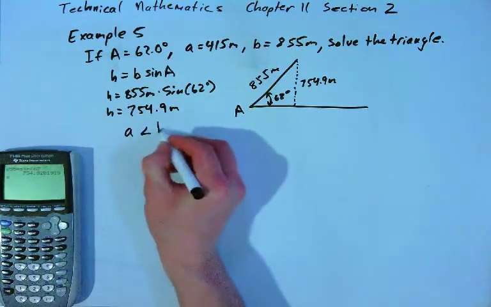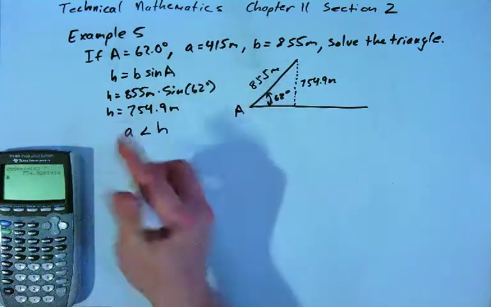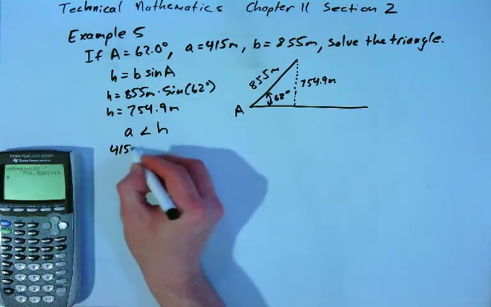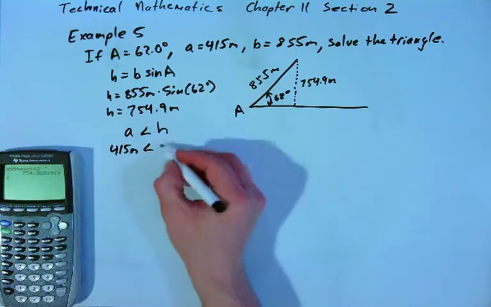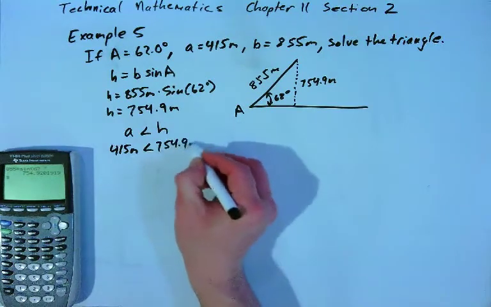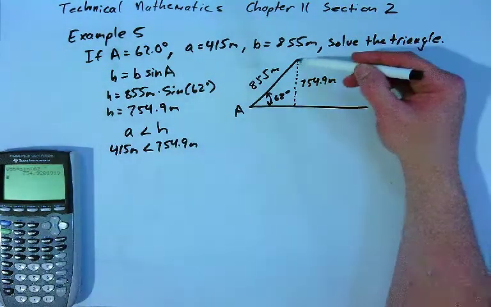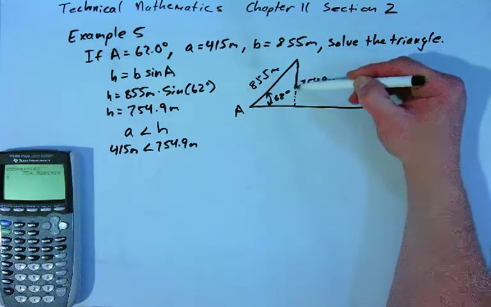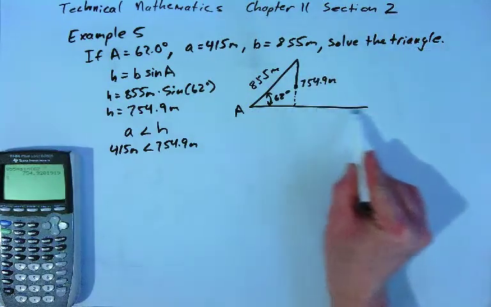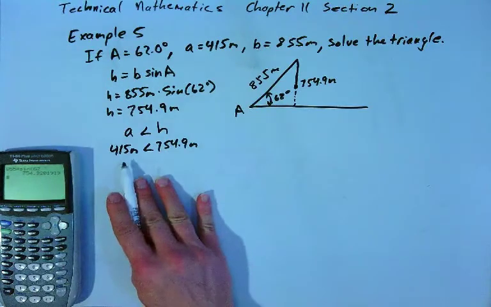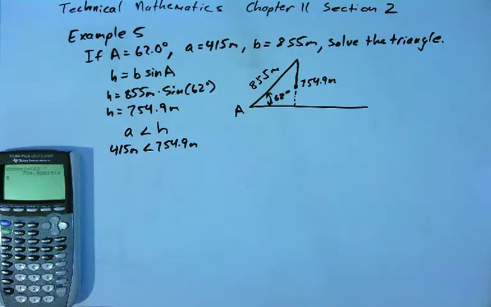That means that A is less than H. So A is 415 meters. That is less than H, which is 754.9 meters. What that means is that A is not long enough to reach this side. That means that there's no solution. This is case, let me look real quick so I can remember. This is case D. When A is less than H, there is no possible solution.